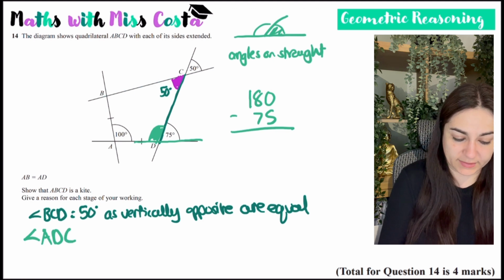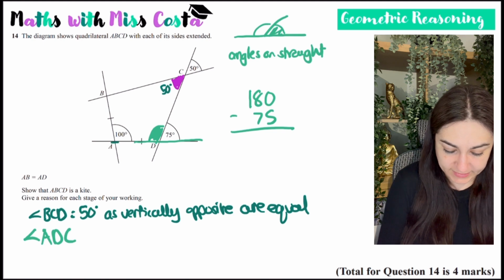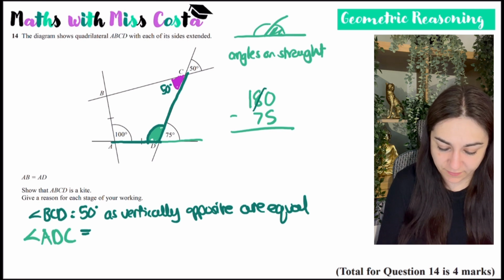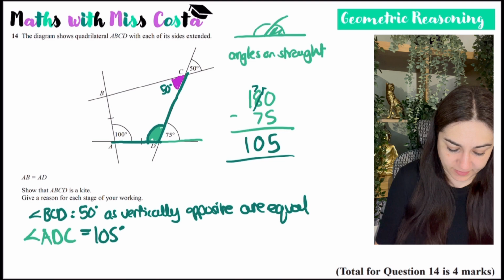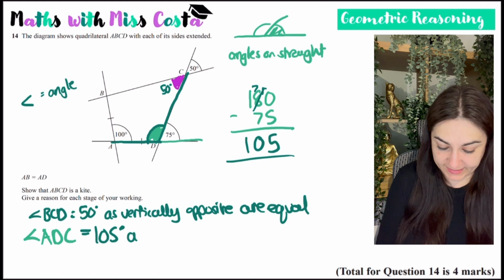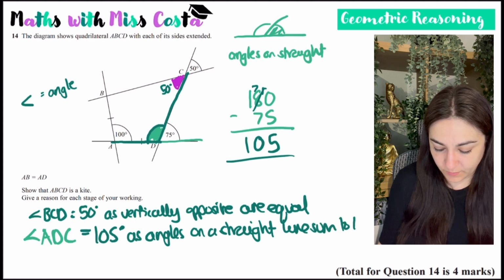And the way I figure out what the angles are, I literally just follow the lines. So this one here I said was 50 degrees. So A to D to C, this is where the angle is. That's why I say ADC, because I go along the lines. So ADC is going to be 180 take away 75. 0 take 5 you can't do. 10 take 5 is 5. 7 take 7 is 0. 1 take nothing is 105. So I'd say angle, and this symbol here means angle, ADC is 105 degrees as angles on a straight line sum to 180.